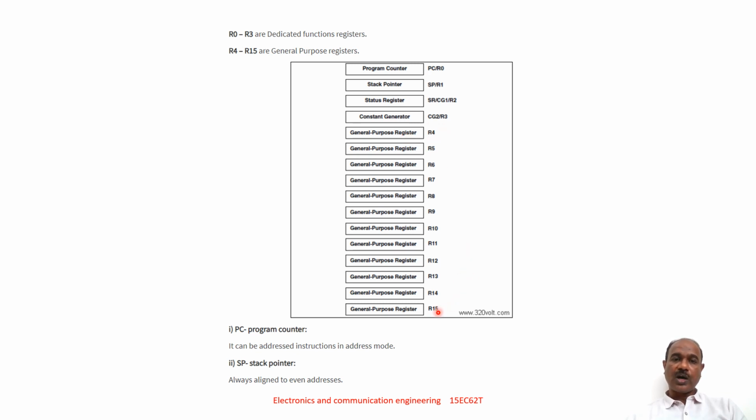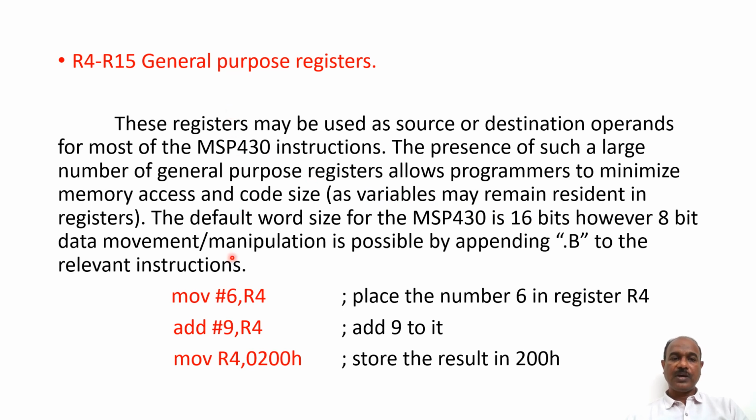From R4 to R15, they can be used as general purpose registers, that is, for storing data. As you can see here, if I write MOV #6, R4, this 6 will be moved into R4. Place the number 6 into register R4. Then ADD #9, R4 means add this immediate number 9 to R4. Like this, from registers R4 to R15, we can use them while writing the program. So this is how we can use the different registers of the MSP430 microcontroller. Okay, thank you.